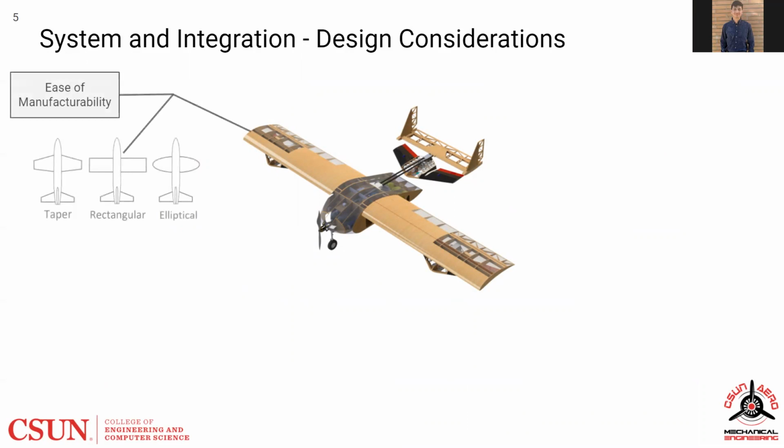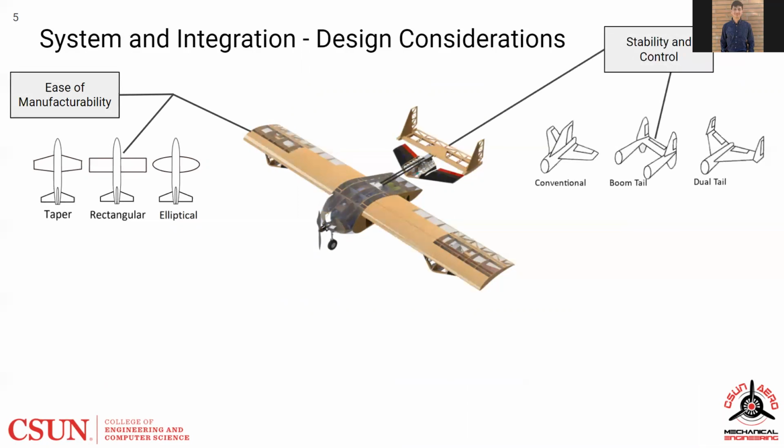The team had 3 different options for the wing shape and opted for a rectangular shape for ease of manufacturability and cost. Additionally, the team had 3 different options for the tail design and decided on a boom tail, with the main focus being on stability and control of the plane.